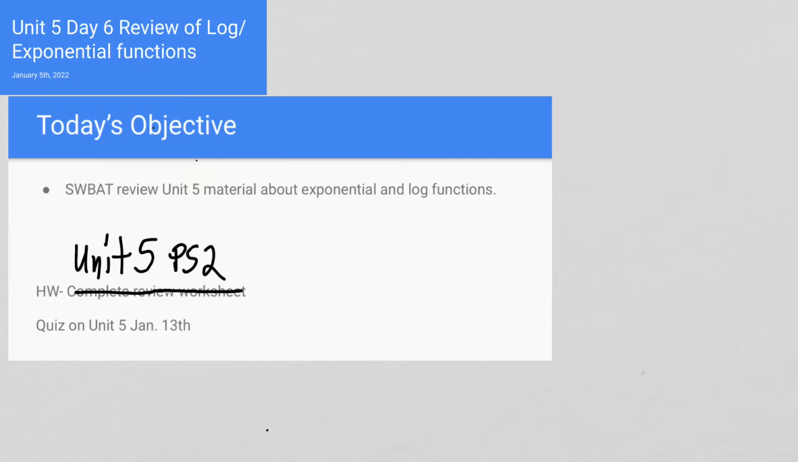Okay, good morning, everyone. We are still continuing with 2 more lessons on Unit 5 with log and exponential functions. So today is going to be a review day. You will be completing a problem set 2 on Unit 5, and we'll be having a quiz on this stuff, plus doing some calculator things next week. But we'll talk about that more next week. All right, so let's get started.